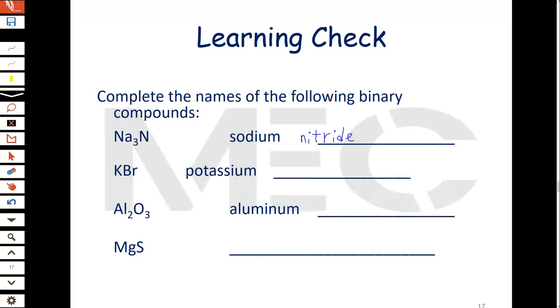Is it different from nitrate or nitrite? Yes. Nitrate and nitrite is something else. We'll cover it in this session. But nitride, I emphasize on IDE, which needed to be added at the end. Okay. Potassium bromide. Potassium bromide here. What about the other one? Aluminum oxide. And the last one, this is magnesium sulfide.